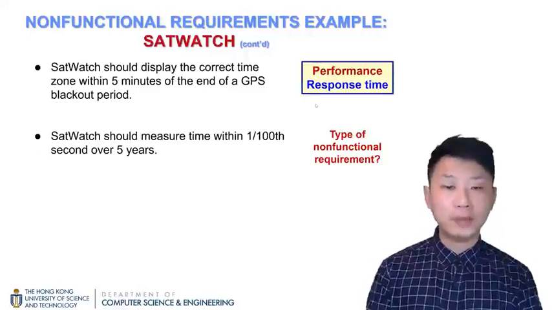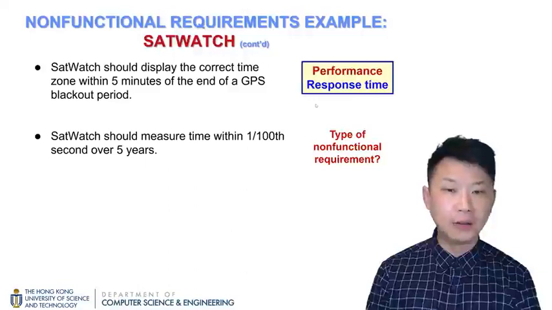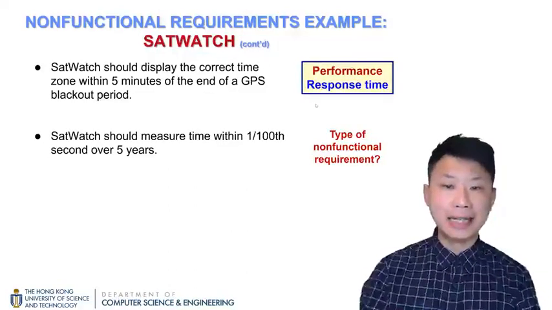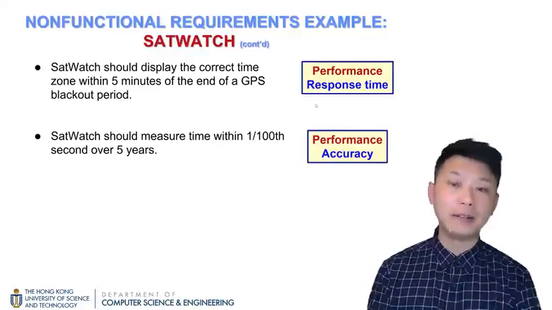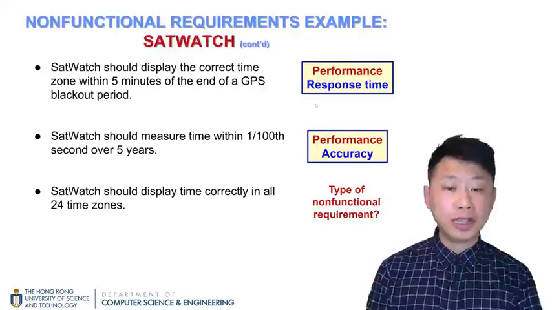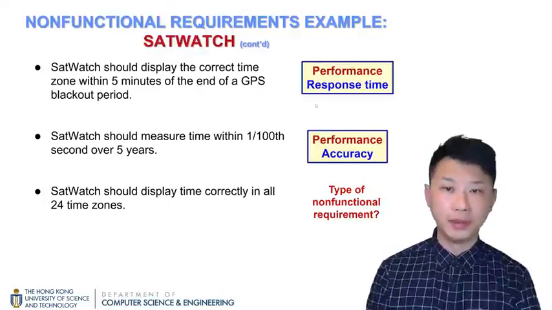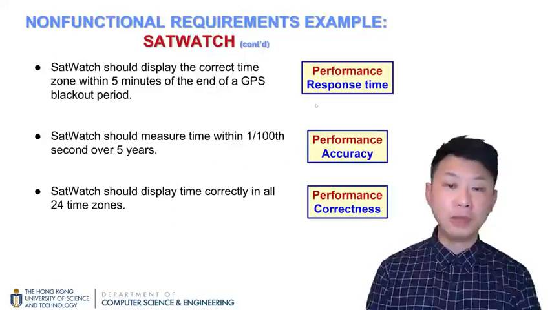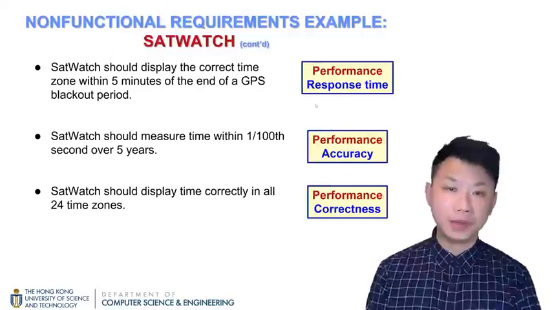And SatWatch should measure time within 1/100th second over 5 years. So what type of non-functional requirement is it? This one is related to accuracy. Okay, should be very accurate within 1/100th second. And SatWatch should display time correctly in all 24 time zones. So this one is related to performance, and it should be correctly displaying the time from 24 different time zones.